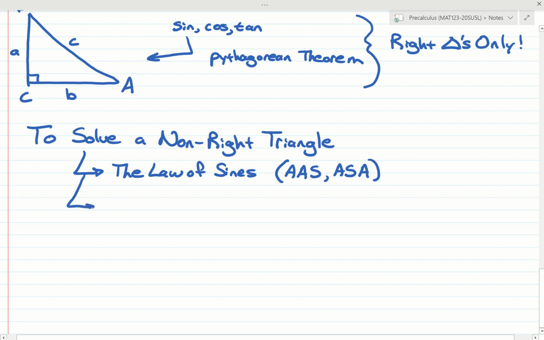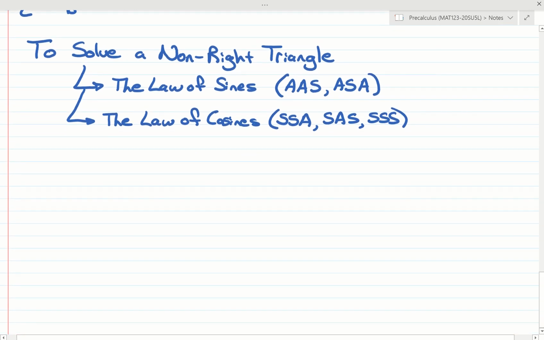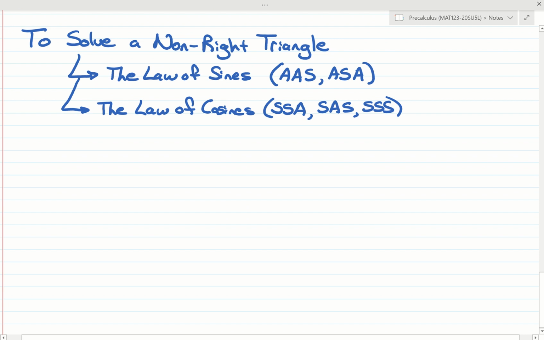Now, if we can't use law of sines, we use what's called the law of cosines. And this would happen if you don't have two angles, but let's say you just have one angle, like a side-side-angle, or maybe you have a side-angle-side, or maybe you have a side-side-side. So we'll be learning about the law of cosines in another lesson, but for this lesson I wanted to focus specifically on the law of sines. So let's get into it.